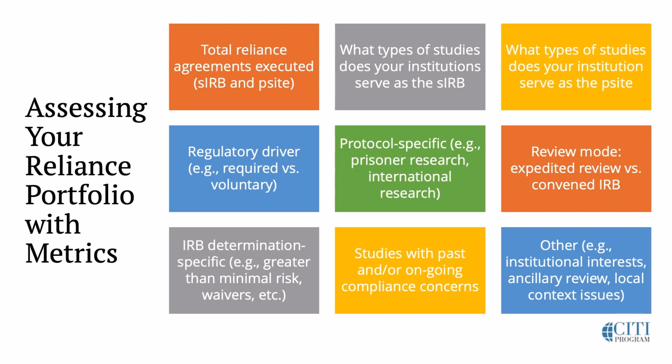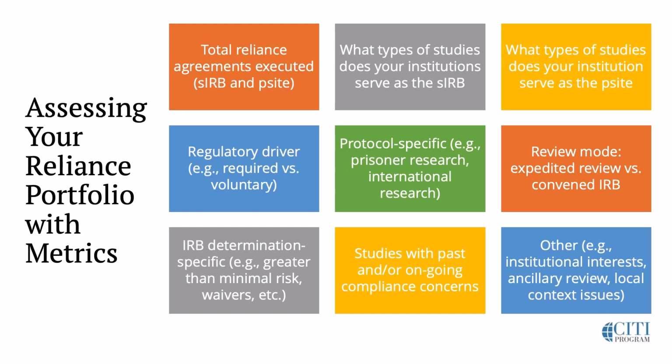You could also track regulatory driver. That said, was the reliance agreement required by the NIH single IRB policy, or perhaps required by the revised common rule? Or was it executed on a voluntary basis, assuming your institution permits this? Collecting protocol-specific characteristics are helpful, including research with vulnerable populations, whether it be pregnant women, minors, or prisoners. Review mode, whether the study is reviewed on an expedited basis versus a convened IRB, may also be insightful. Further, IRB determination-specific features may be of interest, including risk level, waivers, and the list goes on.